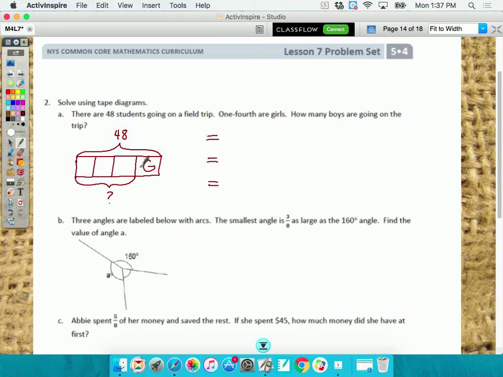How many total units do I have? 4. 4 units equals 48. 1 unit equals 48 divided by 4, which is 12, and you know your 12s. Good. Now what am I trying to figure out here? What 3 units equals? 36. So if you write it down, you don't have to write the multiplication problem.